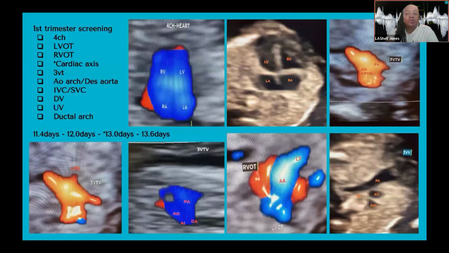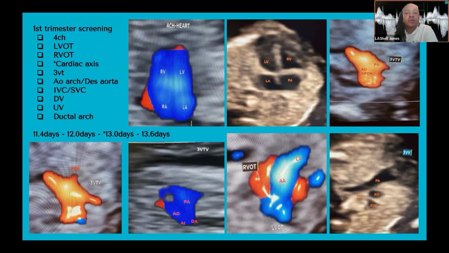All right, now here are some normal pictures that I took of a first trimester screening. All of these are required on the checklist. All aren't seen here, but everything on the checklist is required in every first trimester screening, whether it's high risk or low risk. We do it for all of our patients.